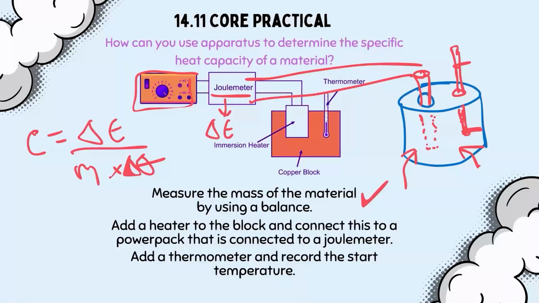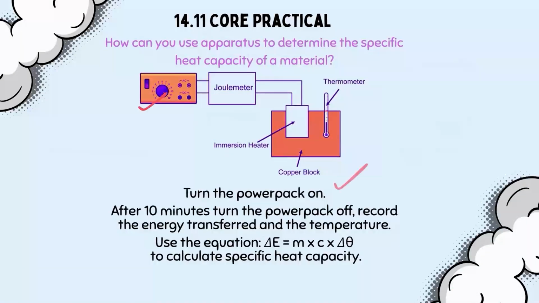Okay, that's straightforward. The thing is here, if we know the formula, which will be provided to you, you just have to explain how you're going to get each part of the formula so you can work out specific heat capacity. Then you add the immersion heater to the block and connect this to a power pack and connect that to a joulemeter. Add a thermometer and record the start temperature. Then you turn the power pack on. After 10 minutes, turn the power pack off. Record the change in the joulemeter, how much energy has been transferred. Measure the change in temperature and then use this equation.